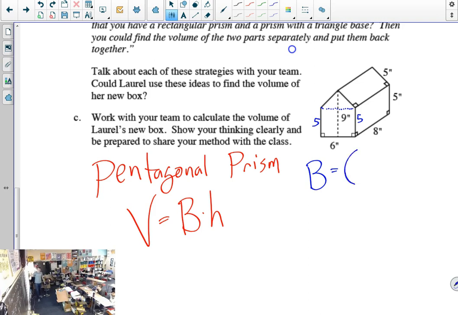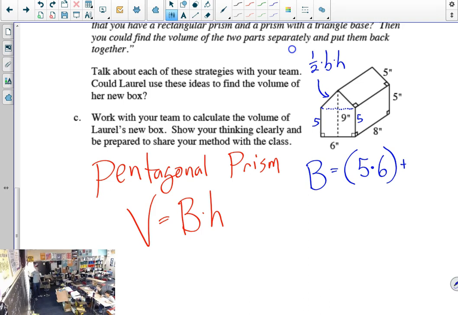We say big B is going to be the 5 times the 6 for the rectangle, plus I have to find the area of the triangle. Now, hopefully through your practice work, you've gotten decent at finding the area of triangles. What's your formula? Base times height divided by 2. The easy way I think about it is half of base times height. However you want to remember, it's fine, but I make the math easy by just halving one of the numbers. If I have an even number, just half it, and then my multiplication gets easier.